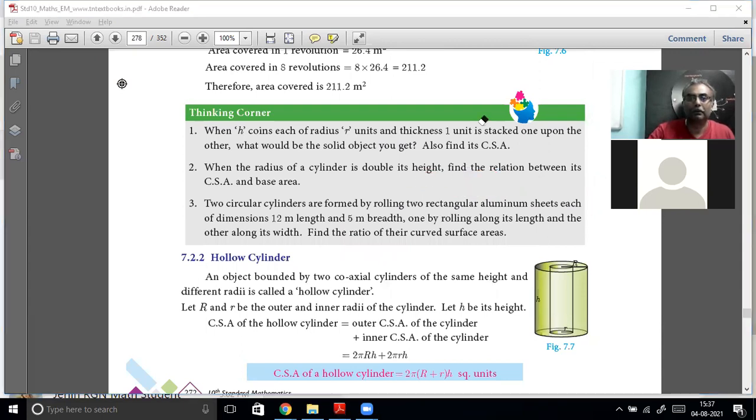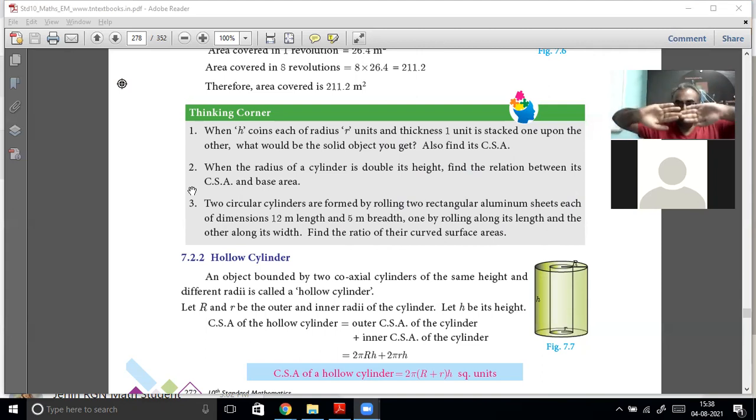Third one, no? Yes, sir. Two circular cylinders are formed by rolling two rectangular aluminum sheets, each of dimensions 12-meter length and 5-meter breadth. Okay. So you have a rectangular aluminum sheet. Imagine a rectangular aluminum sheet. It is 12 meters length, 5 meters breadth. One of it you roll along its length.